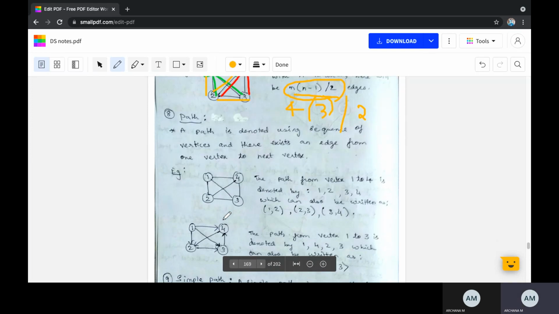Next one is path. A path is denoted using a sequence of vertices, where there exists an edge from one vertex to the next vertex. That is what a path is. That is like an edge. That is, a path is a direction from one vertex to another vertex. We take it as some source to destination. And there is a certain road.